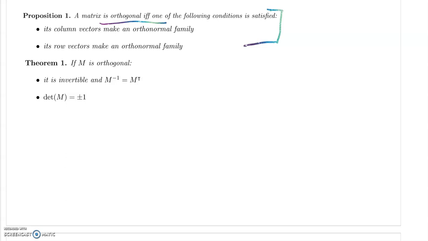When you have an orthogonal matrix, either the columns make an orthonormal family or the rows make an orthonormal family, right? Why? Because very simply, if you've got that, you can re-express this matrix as a change of basis matrix from one orthonormal basis to another one. It's just a very direct observation that comes from the previous example.